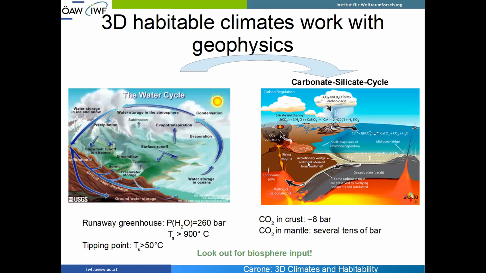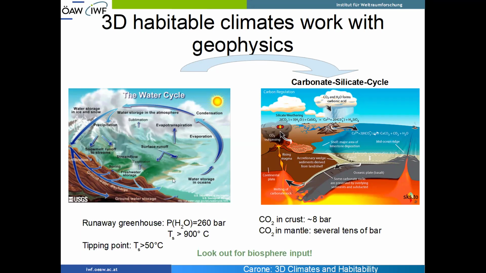However, for a truly Earth-like planet, we also need to understand 2 other very important cycles. This is the water cycle on the left, which means that you have to have some kind of equilibrium between condensation, evaporation, and surface liquid water.